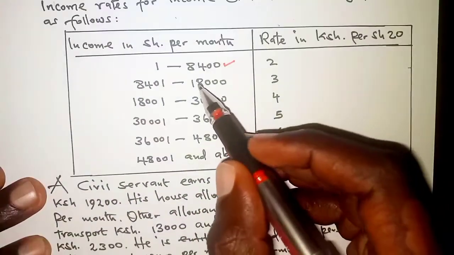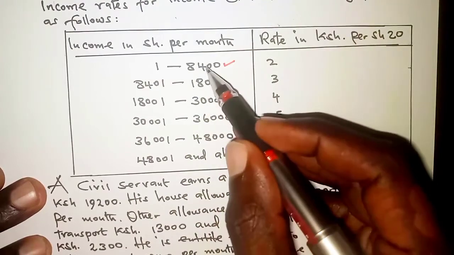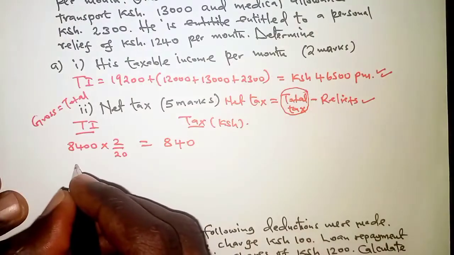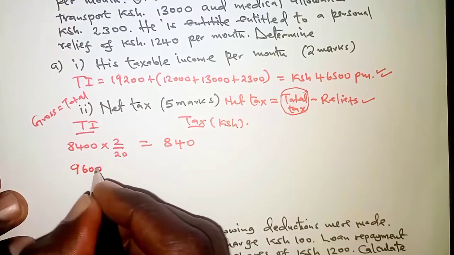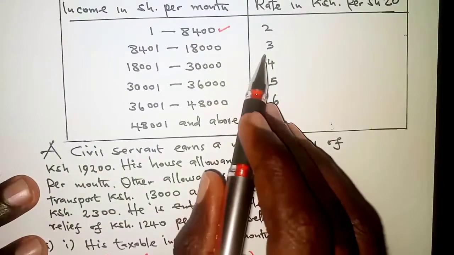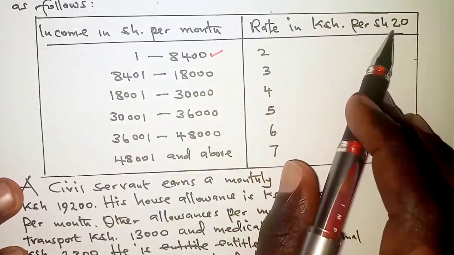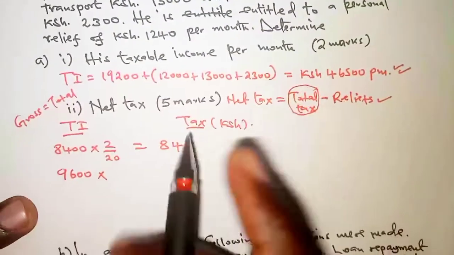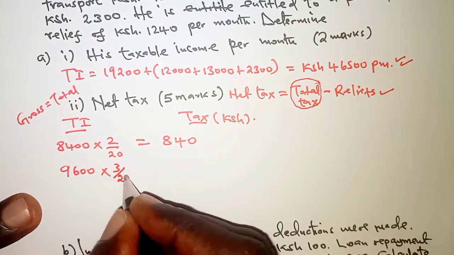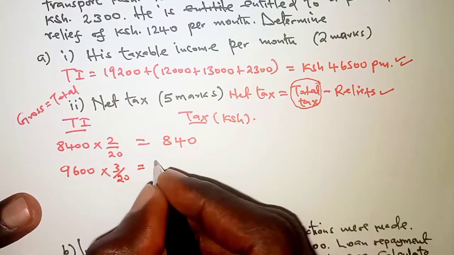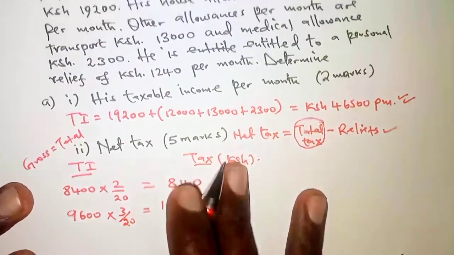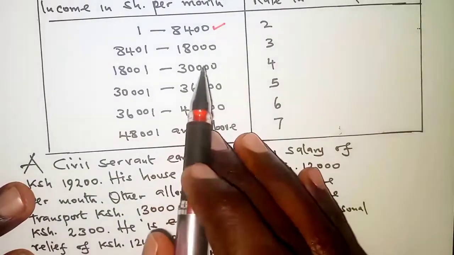The next band we are going to have 18,000 minus the previous one, 18,000 minus 8,400, that is 9,600, and then we'll multiply by the rate there. The rate here should be 3 shillings per 20 shillings. When you work this out, we get 1,440.